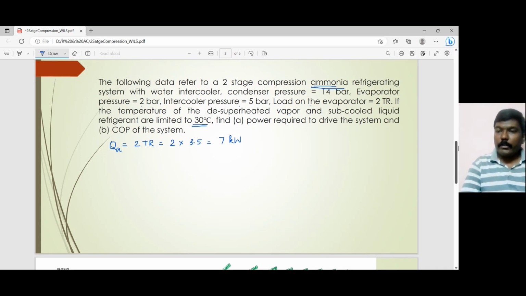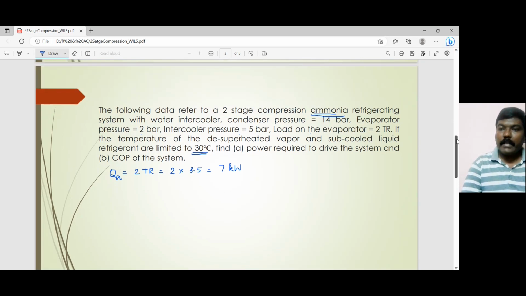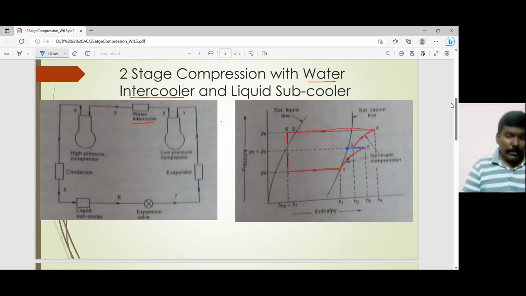And one point I forgot to tell you here. So let me go to the previous slide. If you look at this particular schematic layout, the mass flow rate is the same everywhere. The mass flow rate is the same in the low pressure compressor as well as in the high pressure compressor. So when you use a liquid intercooler, you would have one more line over here, a vertical line. Let me draw that with a blue.